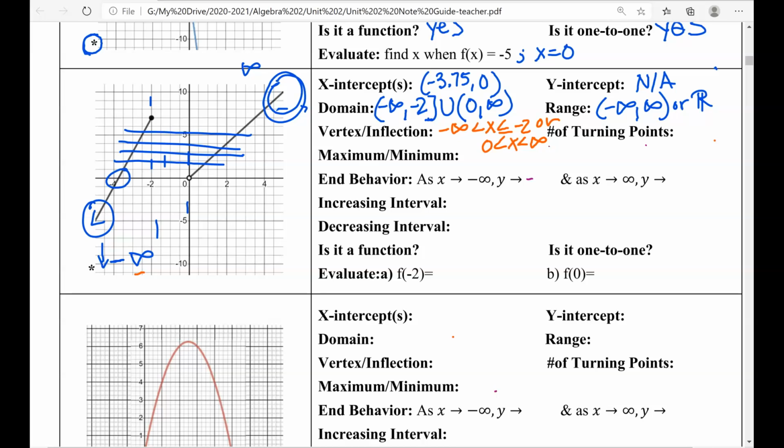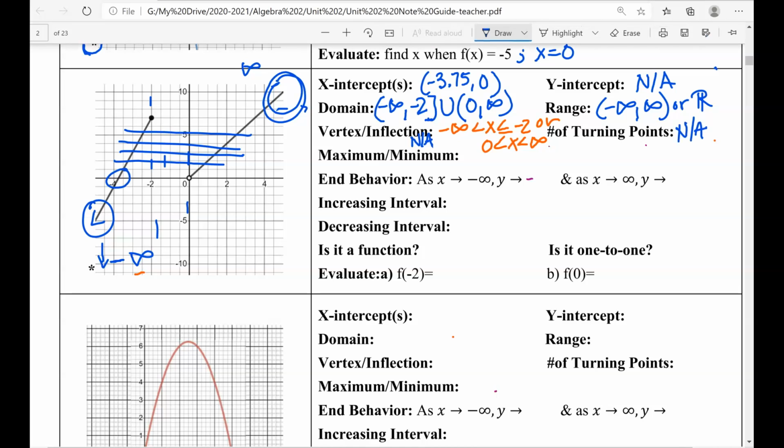Do we have a vertex or an inflection point? In this case, we do not, so we're going to write none. Number of turning points: in this case, we don't have a turning point, so we'll write NA right there.